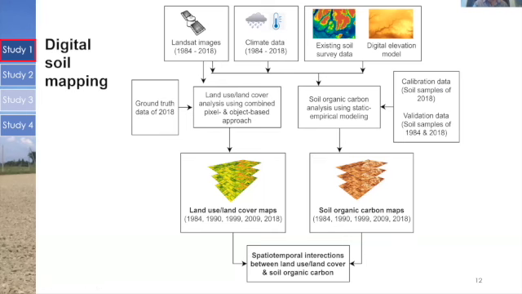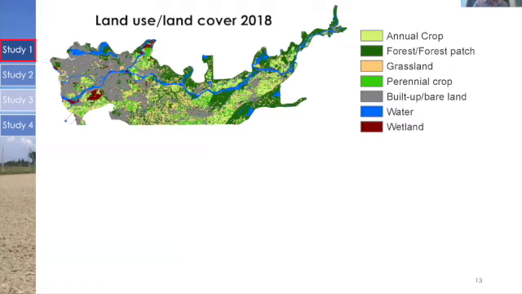And Sid used a really interesting methodology where he took Landsat imagery, climate data, existing soil survey data, and digital elevation model data, and integrated these using a statistical machine learning approach, and developed land use, land cover maps for various years from 1984 all the way through 2018. And then from that derived soil organic carbon maps. So let's look at what he found.